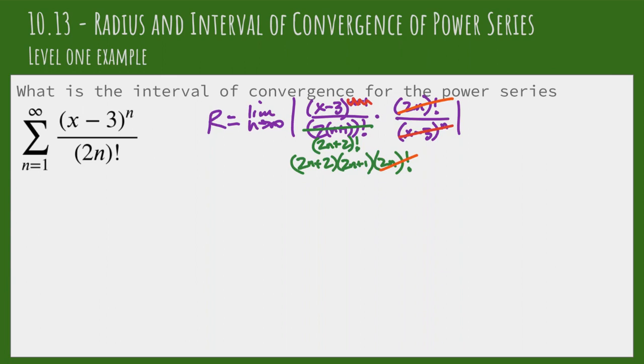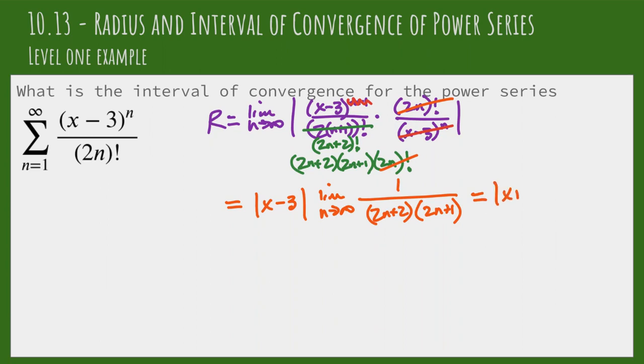And so let's rewrite our limit. So this is going to be the absolute value of x minus 3 can come out. And then we have the limit as n approaches infinity of numerator. We don't have anything left because the x minus 3 went out front. In the denominator, we have 2n plus 2 times 2n plus 1. And that limit, as n gets really big, the denominator is getting really big while the numerator stays 1. And so that limit is going to be 0. So it's going to be absolute value of x minus 3 times 0, which is just 0.